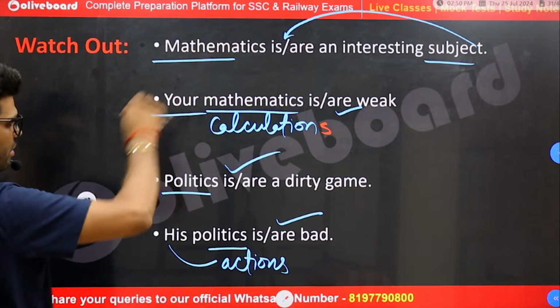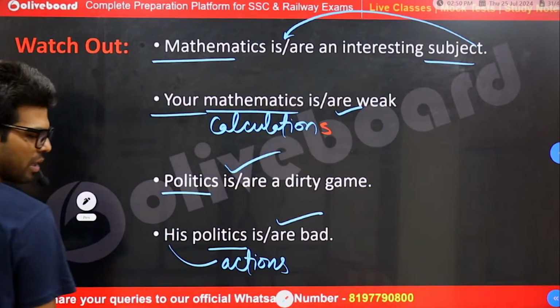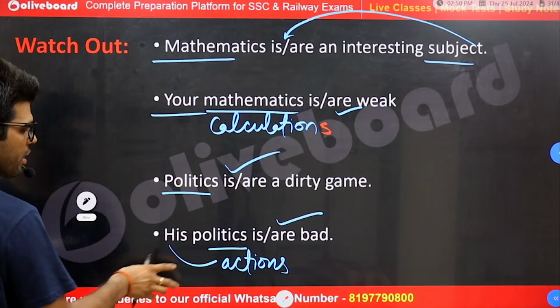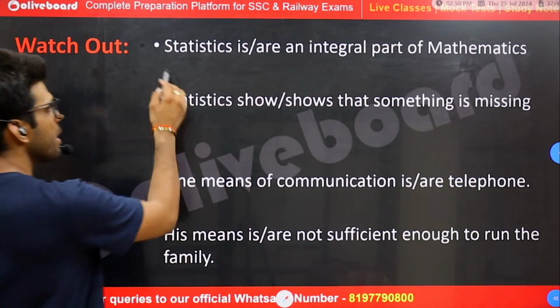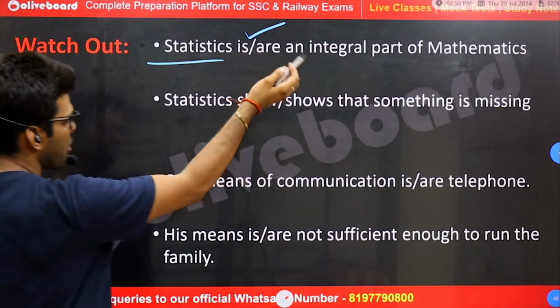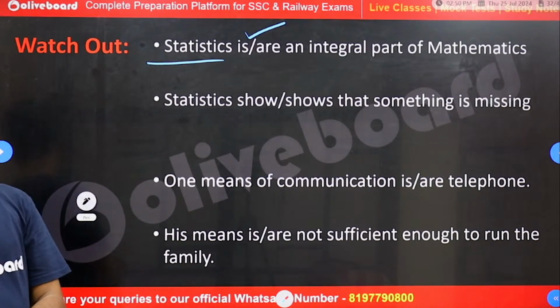Mathematics is, as a subject. My mathematics are, because my calculations are. Politics is, but your politics are, because your actions are. Statistics is, because that's the name of a subject. That's the name of a topic in mathematics, a topic.